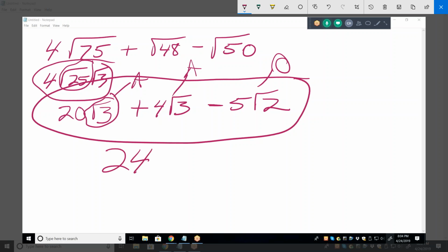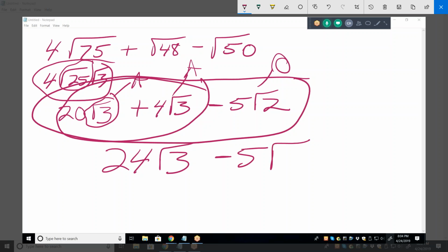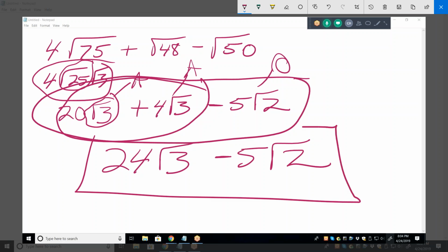And an apple is a root 3. So those two combine by just adding. They're both root 3's. So you got 20 root 3's and you got 4 more root 3's. You got 24 root 3's. Now, I cannot subtract root 2 from root 3. So this has to be my final answer. Because this is an apple, this is an orange. Right. Okay, what else?